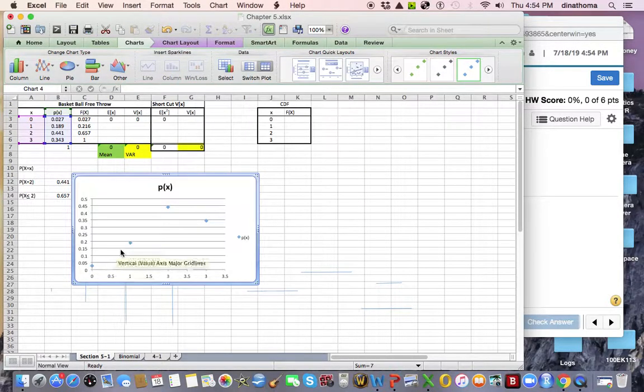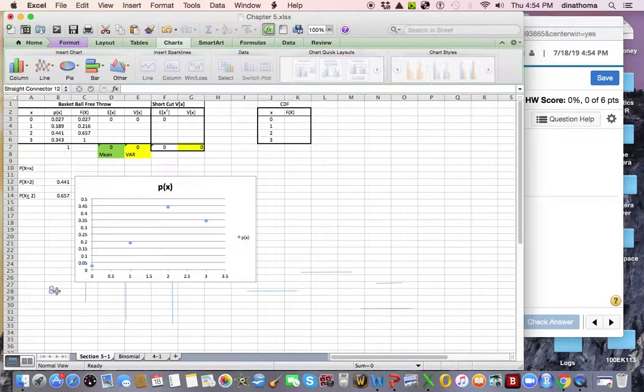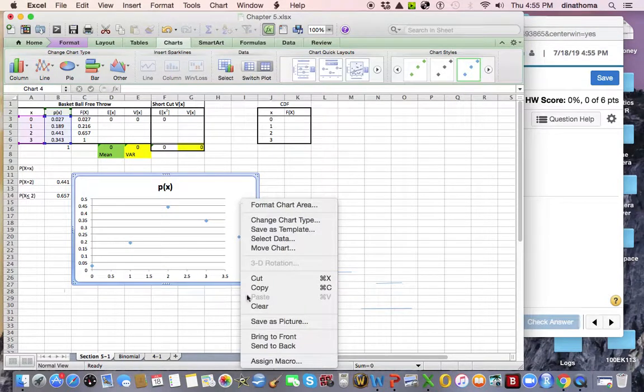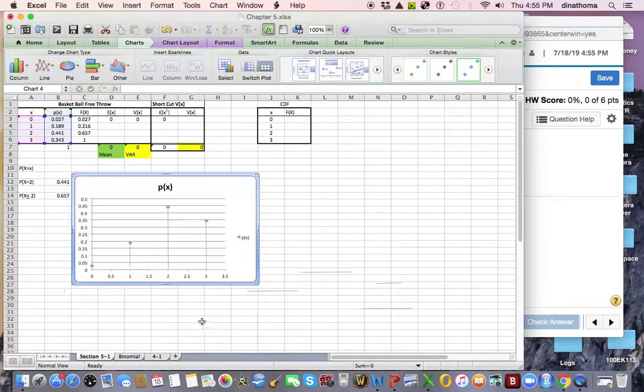So there is my chart of my P of X. And then I like to add lines. So I can actually pick up my lines here. I've already created them. Again, this is much easier to do on paper than it is in Excel. So he's right there at 1. He's right there at 2. And he's right there at 3. Now it's behind my graph. So send to the back. There they are.